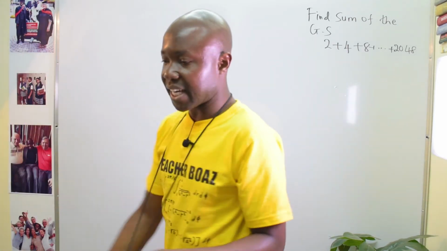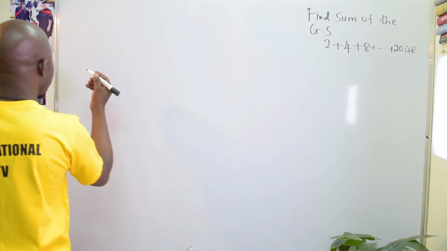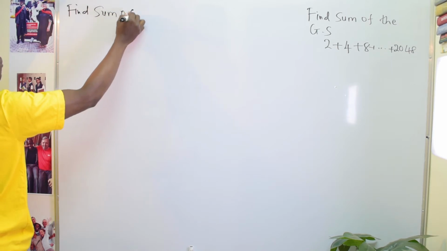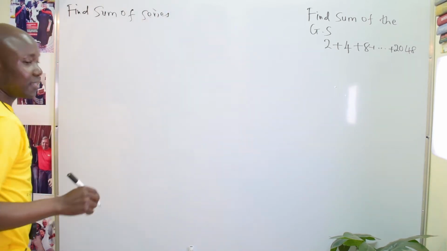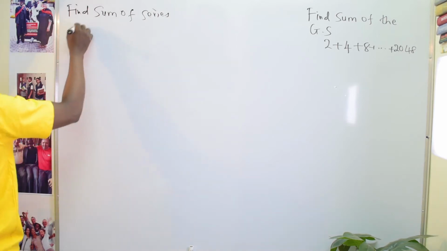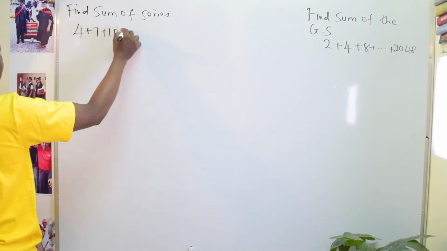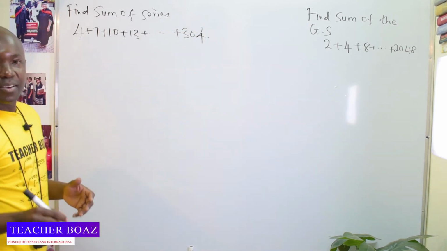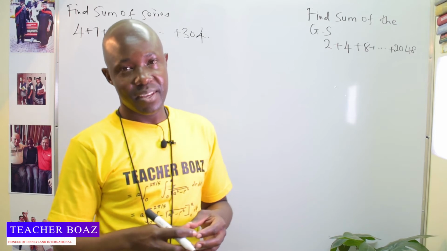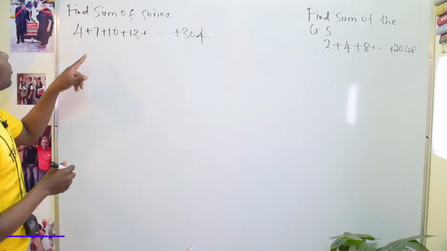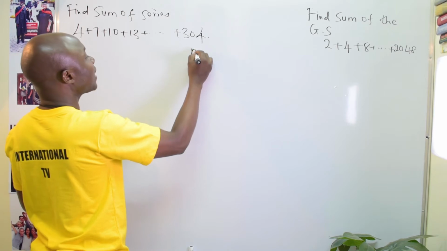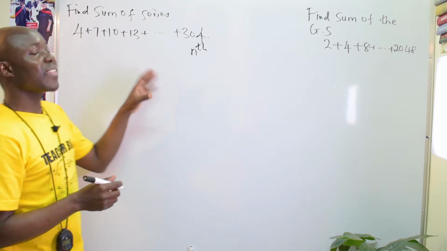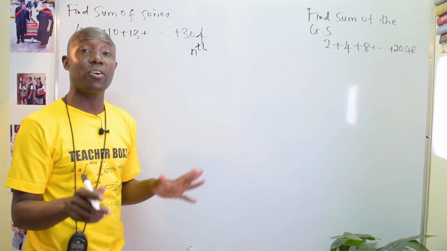What if somebody comes and asks you to find the sum of the series, and maybe I put 4 plus 7 plus 10 plus 13 plus all the way plus 304. Find the sum of the series. In other words, they're telling you the last term, the nth term here, is 304. So it is 4 plus 7 plus 10, and if you add everything until you reach 304, you find the sum.